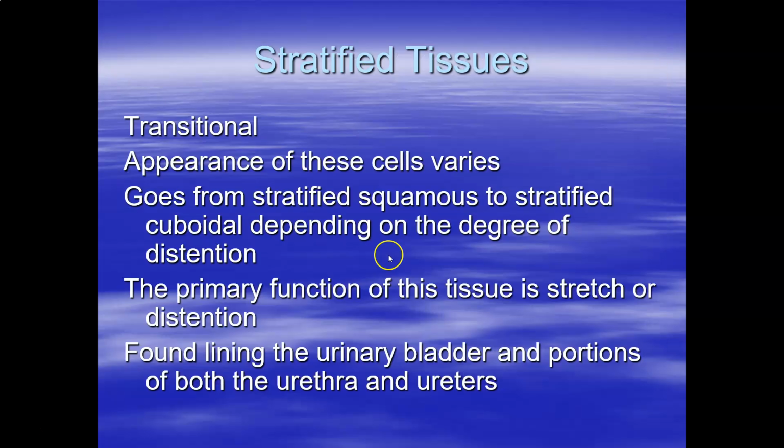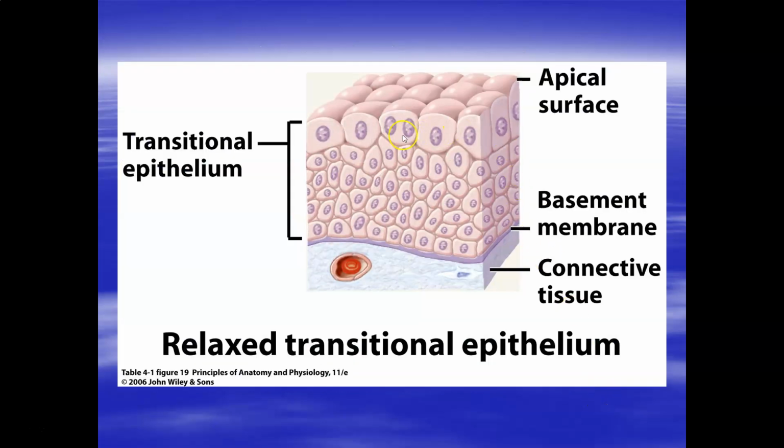We've already talked a bit about transitional. There's an appearance of many cells within it. It goes from stratified squamous to stratified cuboidal, depending on the degree of distension. And the primary function of this tissue is to stretch or distend. And we find it lining the urinary bladder and portions of both the urethra, and by the way, the urethra is the tube that transfers urine from the bladder to the outside world, and the ureters, which is the tube that runs from the kidneys to the bladder, thus bringing urine in towards the urinary bladder. So we can see it here, it can transition between the two depending on how much it's being stretched.